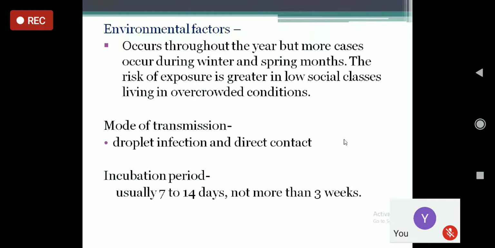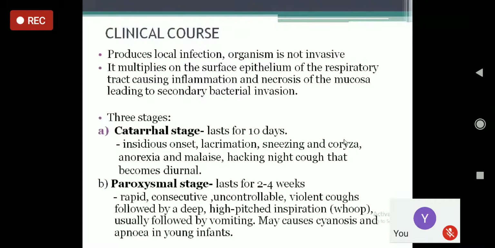Whereas for diphtheria it is 2 to 6 days, for this it is 7 to 14 days. But not more than 3 weeks. See, the incubation period is not more than 3 weeks. Okay. So clinical course, it occurs in 3 stages.